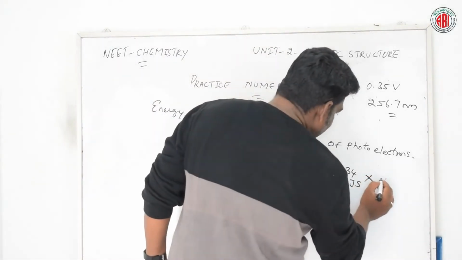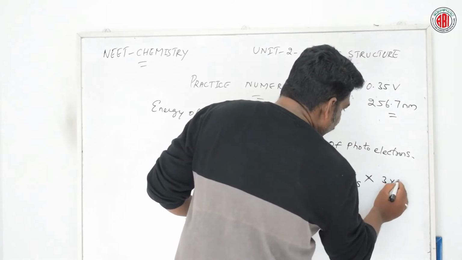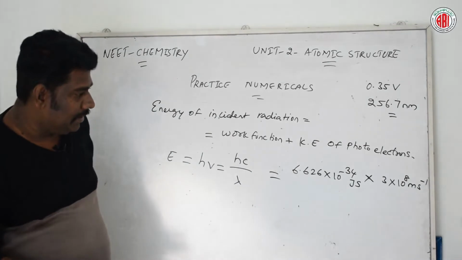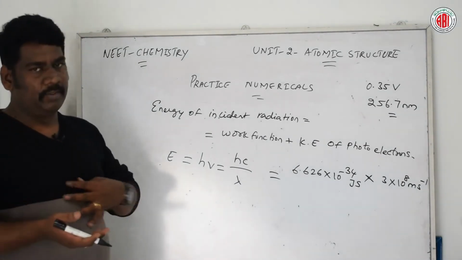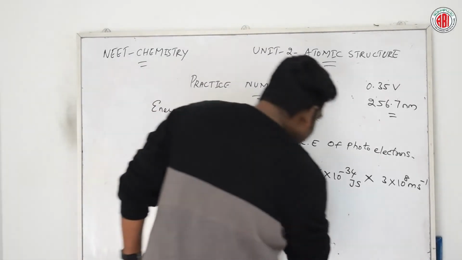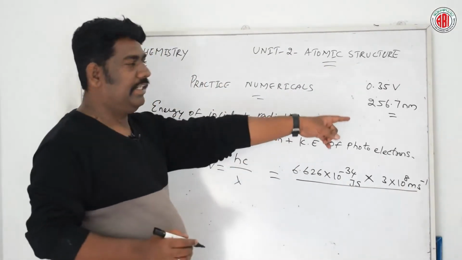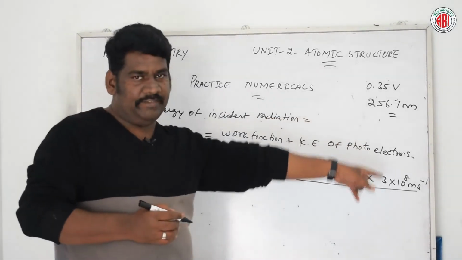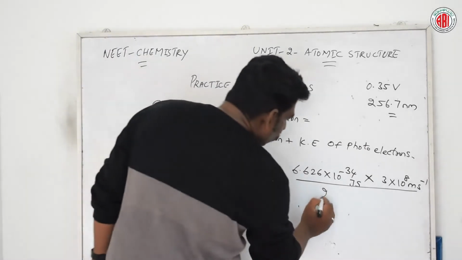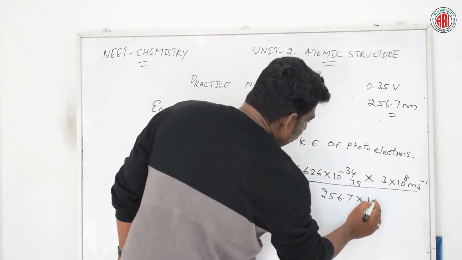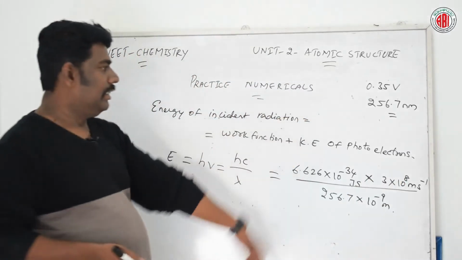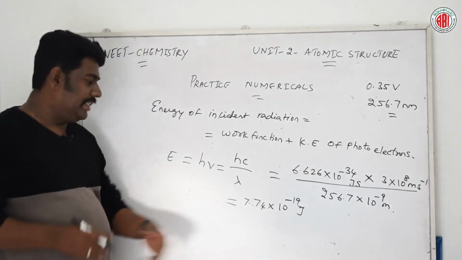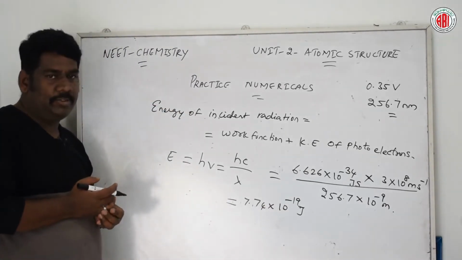The speed of light is 3 into 10 to the power of 8 meter per second; you can write 3.0 or 3.1, no problem, divided by lambda, the wavelength given in the question, 256.7 nanometer. It is given in nanometer, so converting into meter, 256.7 into 10 to the power of minus 9 meter. Simplifying this we get 7.74 into 10 to the power of minus 19 joule.